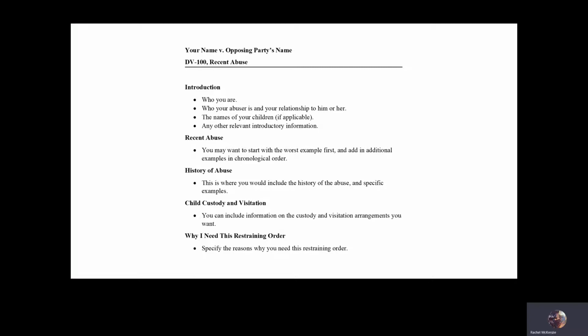And finally, in your statement, in conclusion, you want to write to the judge why you need this restraining order. Why are you scared of this person? Why are they making you afraid of them? Have they hurt you? Have they injured you? Are they stalking you? Have they injured your children? Will they not leave you alone? In conclusion, Your Honor, this is why I would like this restraining order. And that's your statement.